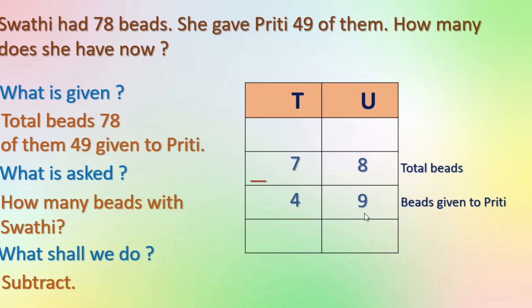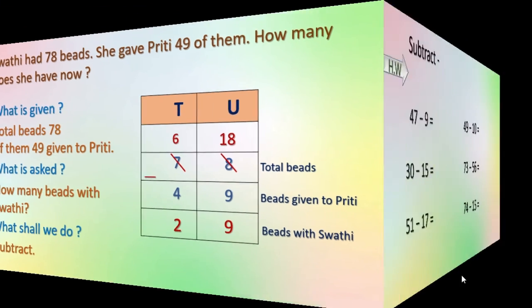8 minus 9, not possible. So, it borrows from 7. So, it became 6 and it gave 10 to unit column. So, we got here 18. 18 minus 9 is equal to 9. 6 minus 4 is equal to 2. So, how many beads left with Swati now? Yes? 29. Correct? Good.